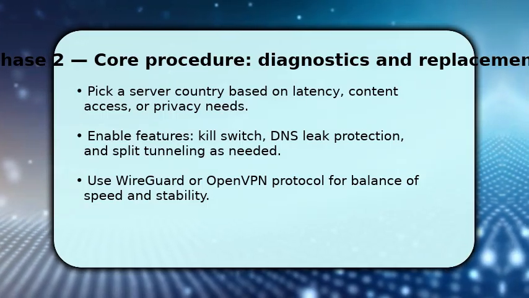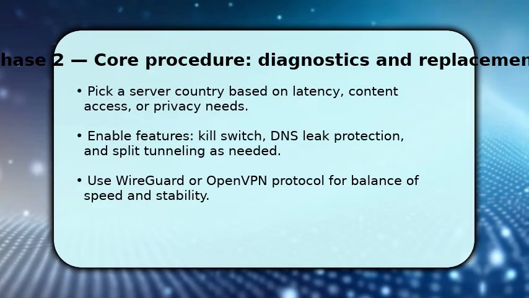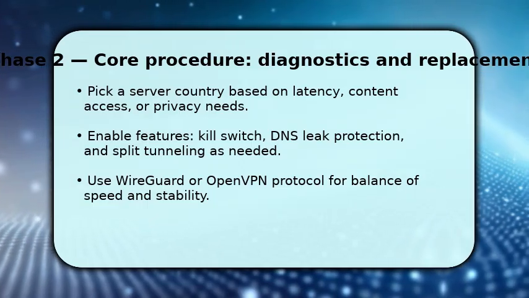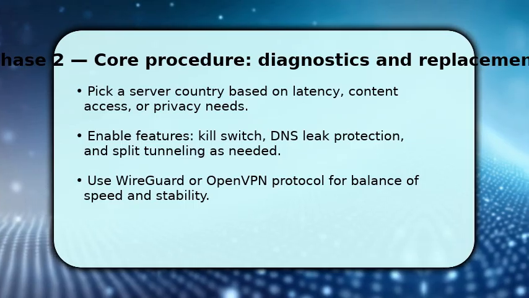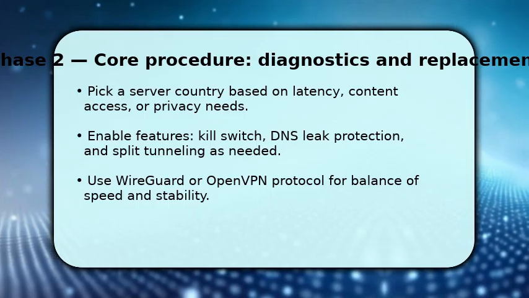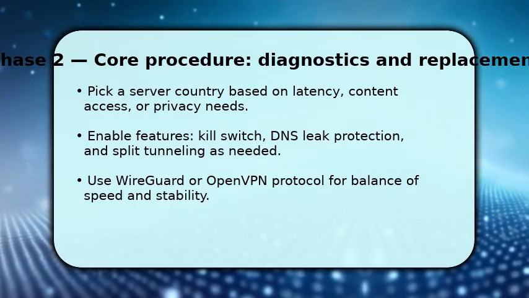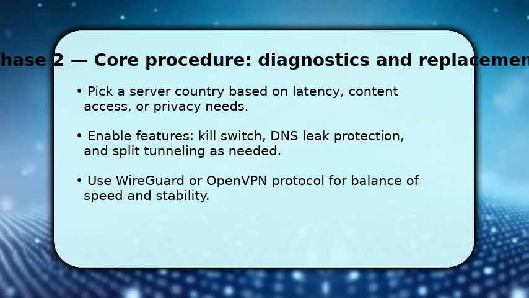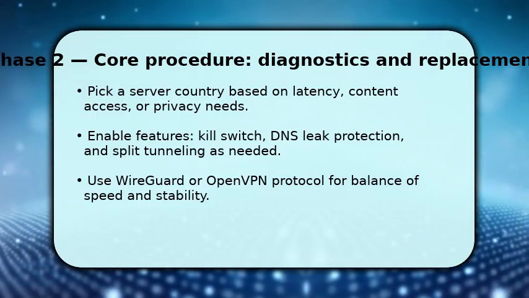Next, open settings and enable the kill switch and DNS leak protection. These preserve privacy if the tunnel drops. If you need only some apps to use the VPN, configure split tunneling. Also select the protocol. WireGuard gives faster throughput, while OpenVPN trades a bit of speed for broader compatibility. Test with a speed check and IP lookup to confirm.